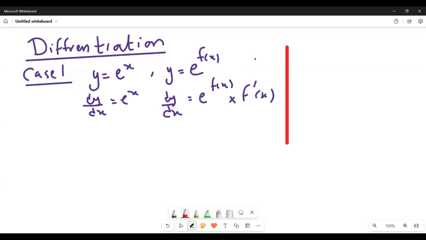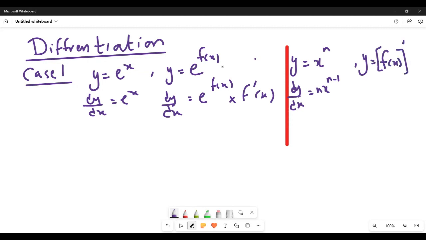Also, we touched upon the concept from AS, that we did this formula in AS that if y is equal to x power n, then dy over dx equals n x to the n minus 1. However, if instead of x there's a function f(x) and it has a power n, then its derivative is: n comes down, f(x) stays in the bracket as it is, its power gets reduced by 1, and then you multiply the derivative of f(x) outside. This is what we studied yesterday.